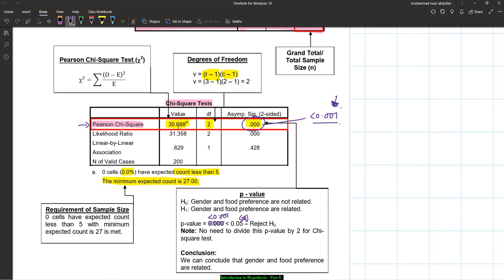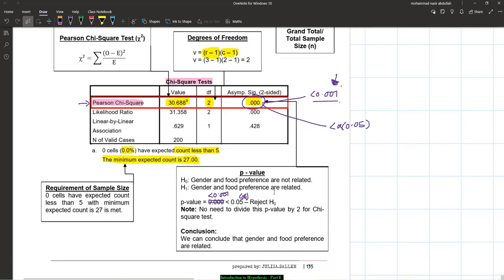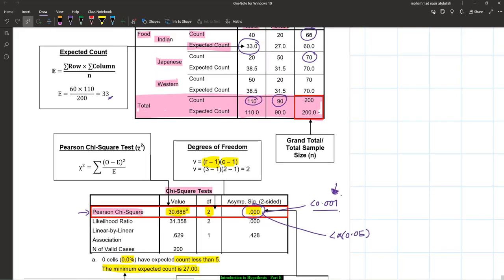If this p-value is less than alpha, which is our 0.05 or 0.01, then we will reject the null hypothesis, right? So we don't need to divide this p-value by 2 for the chi-squared test, because this is already calculated for the chi-squared test. Now I'm going to show you how to get this result from SPSS.